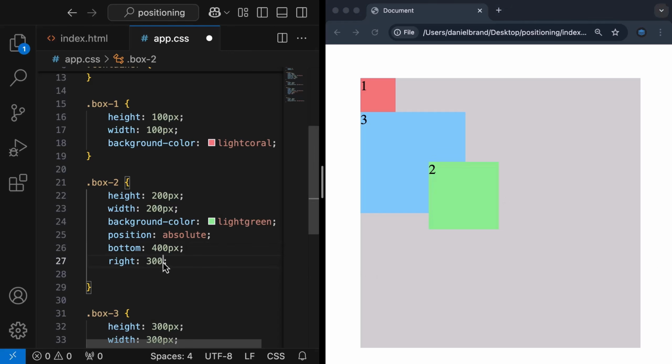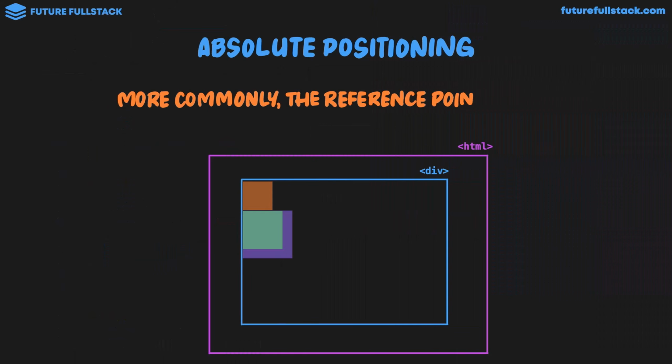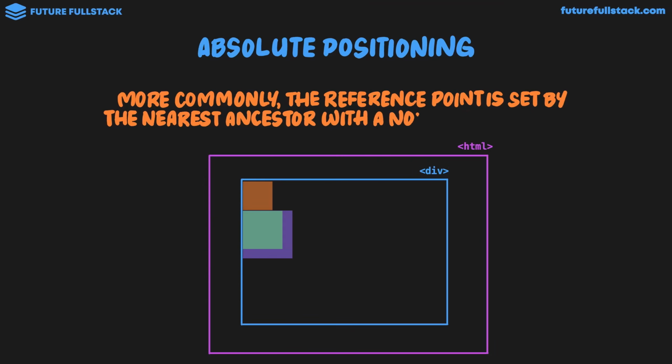Alright, I'm just going to change this back to pixels, but I do just want you to be aware you can also use percentages. Now, where absolute positioning gets a bit confusing is that the reference point can actually change. More commonly, the reference point is set by the nearest ancestor with a non-static position. Alright, that's a bit of a mouthful.